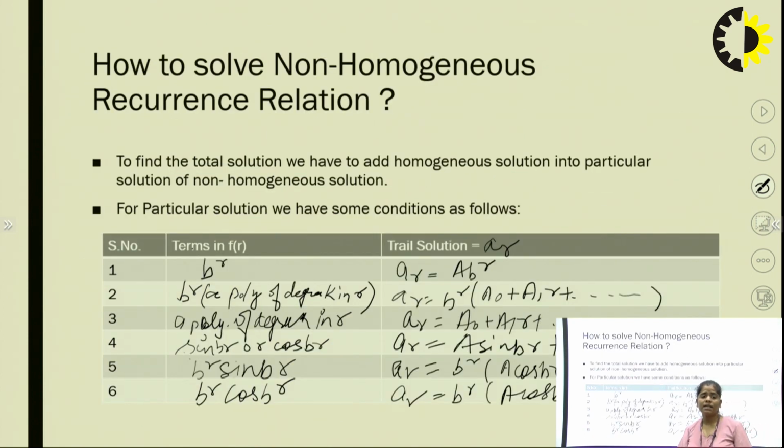Now the second type of recurrence relation is the non-homogeneous relation. This is something different from the homogeneous, but we have to use the homogeneous solution in the non-homogeneous case, right? So to find the total solution of any non-homogeneous recurrence relation, we have to add the homogeneous solution to the particular solution of the non-homogeneous relation.